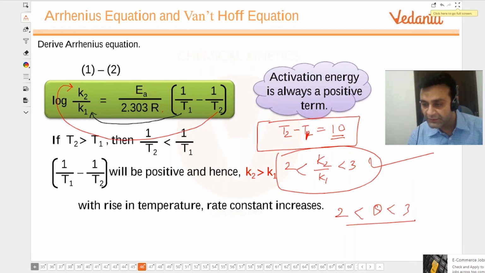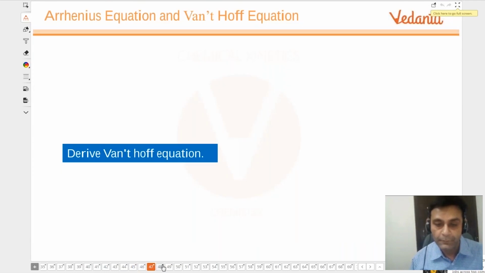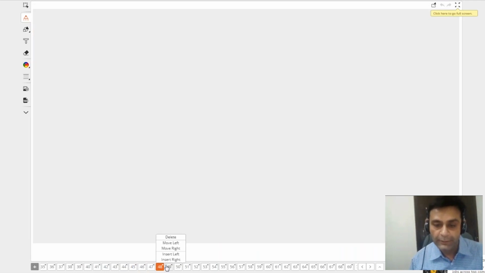Our question was that for every 10-degree rise in temperature, the rate of reaction becomes double to triple. And we have proved it in two ways. One, the graphical method. Second, the mathematical equation. Yes, any doubt till now? No doubt? Perfect.